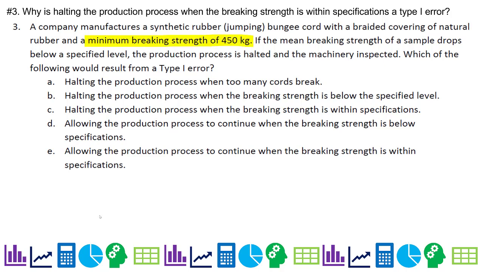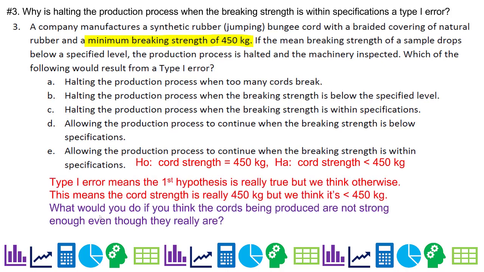So we're worried about minimum braking strength of 450 kilograms. We assume that the minimum is equal to 450 and we're worried about it being less. So a type 1 error occurs when the first hypothesis is true. So it really is meeting the minimum of 450, but we think it's less than 450. So in that case, we would stop production, right, because we think the cords are not strong enough, even though they are within specifications.